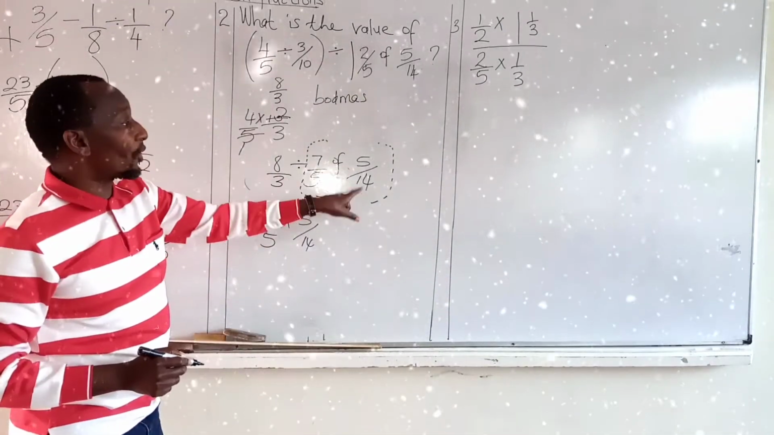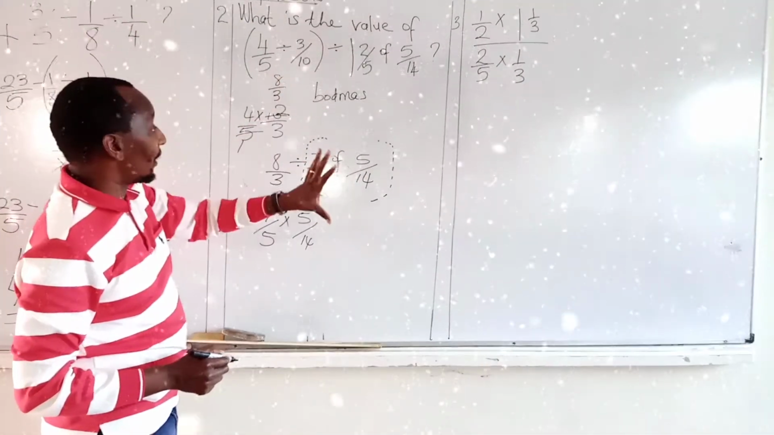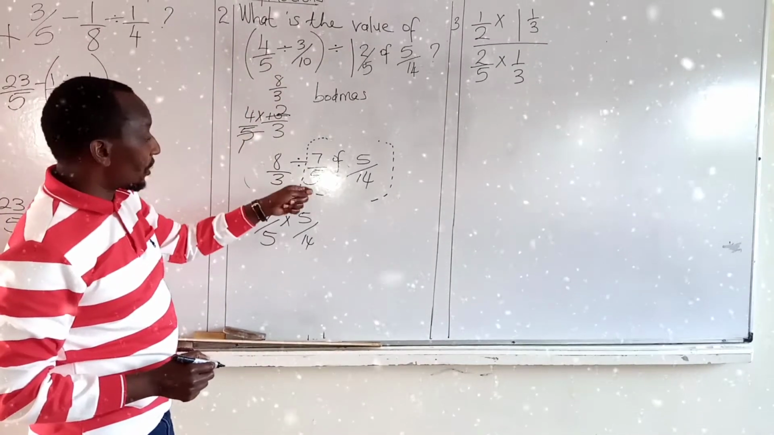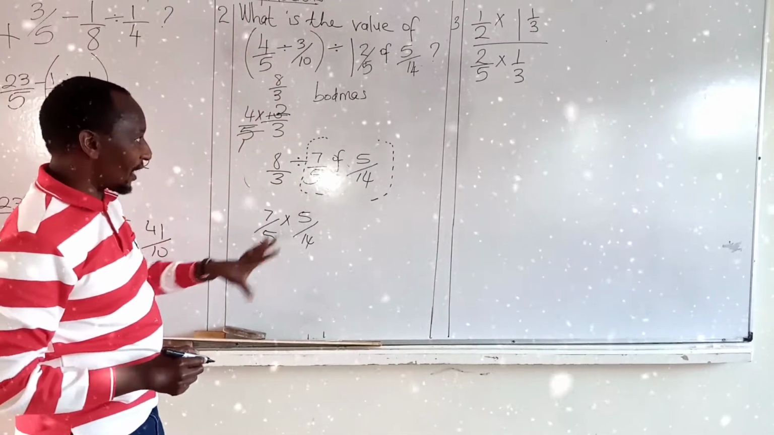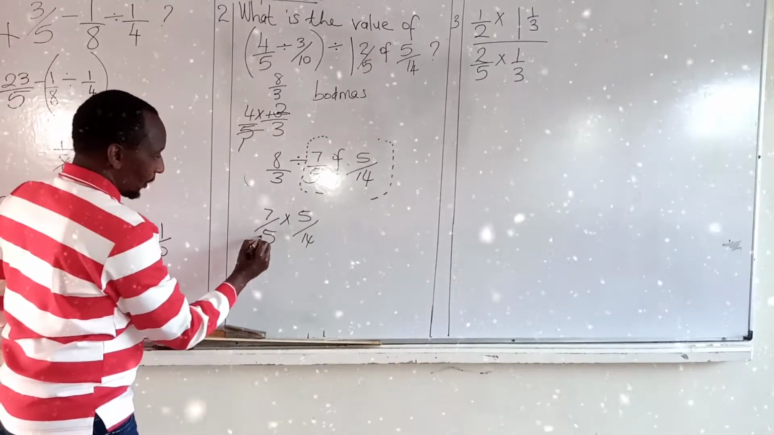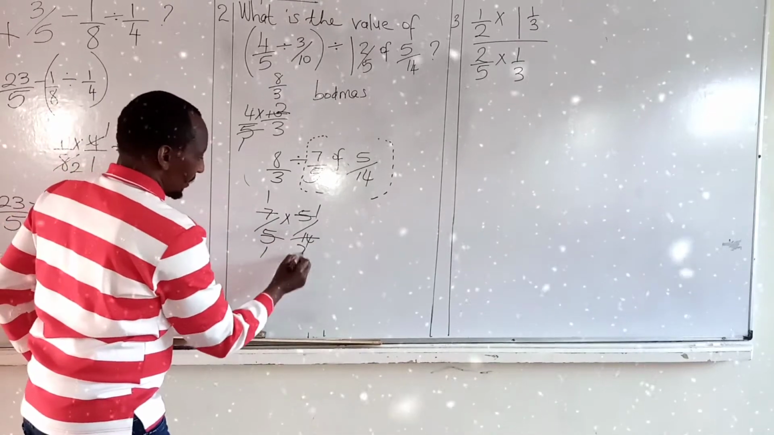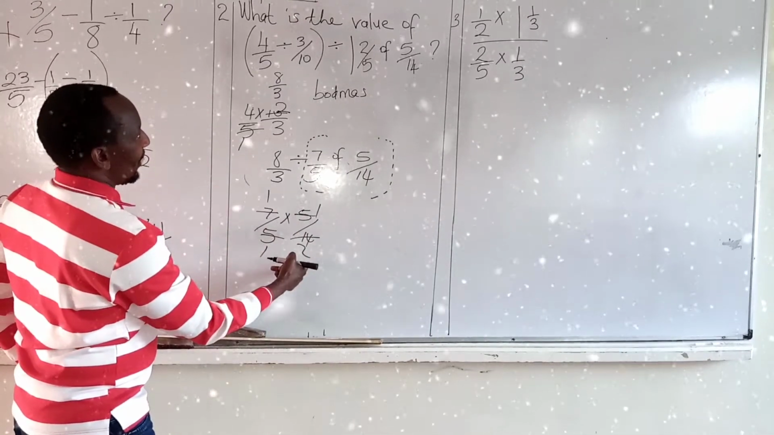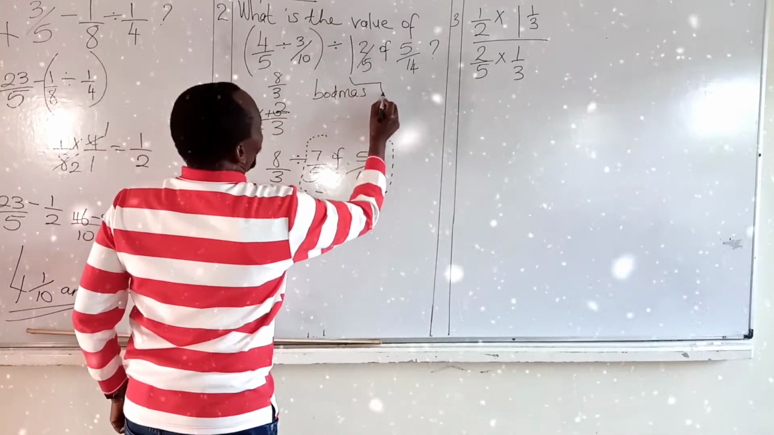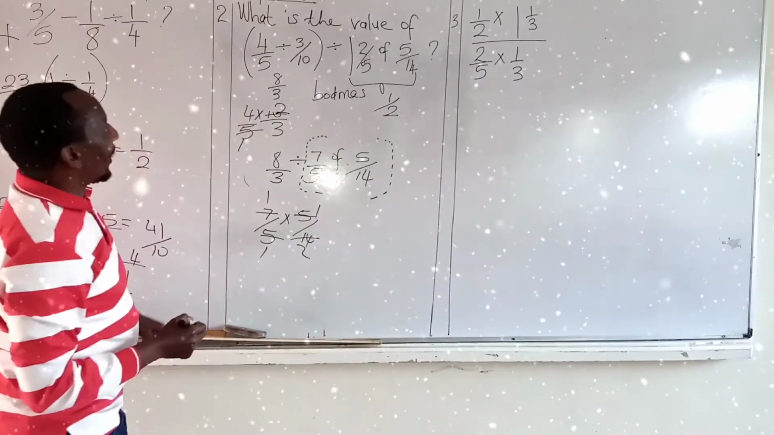Remember, you only reciprocate when that fraction comes after a division sign. That's the only time you reciprocate, when the division sign changes into a multiplication sign. Anything else, you don't reciprocate. Then here you can simplify. By 5, 1; by 5, 1; by 7, 1; by 7, 2. So you have a half. So all this is a half. So you can rewrite your question.